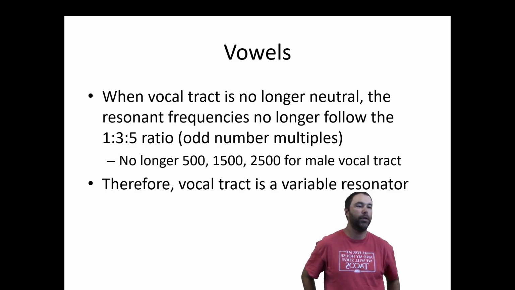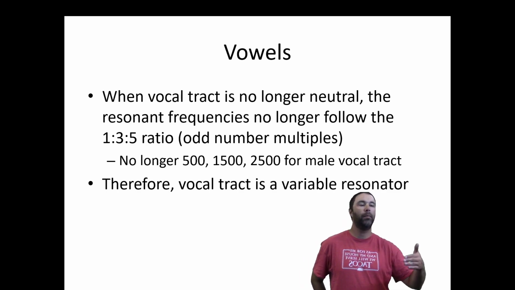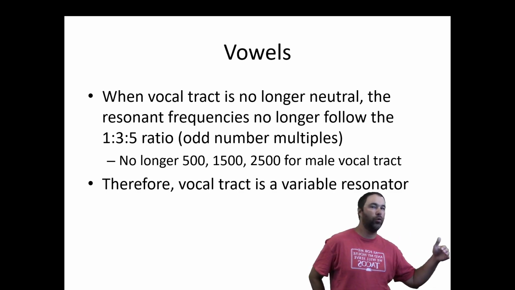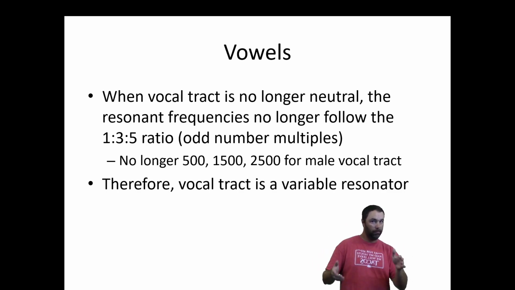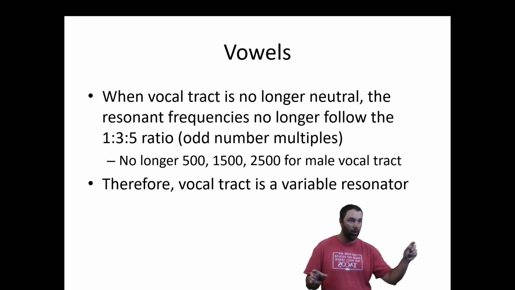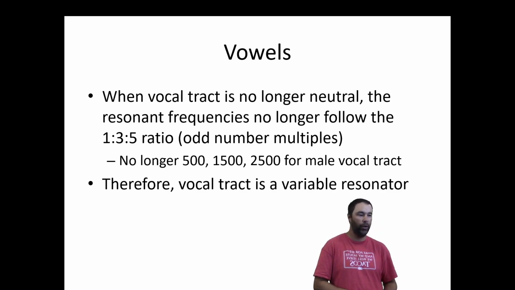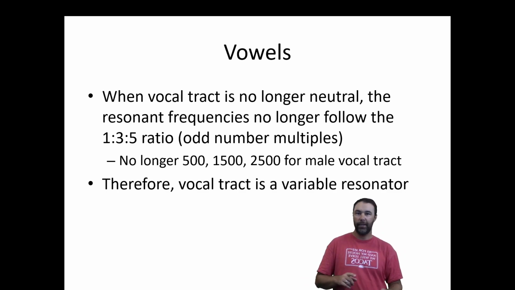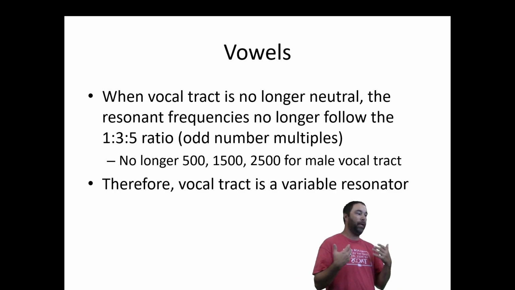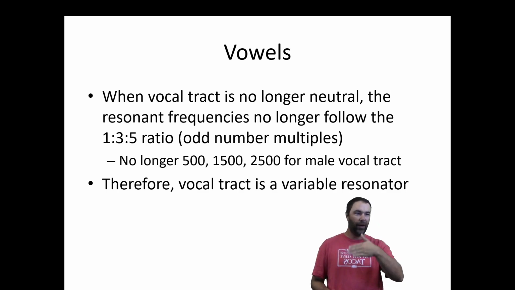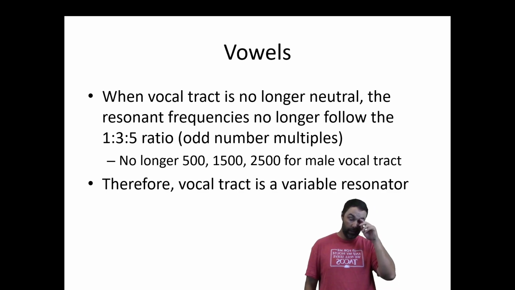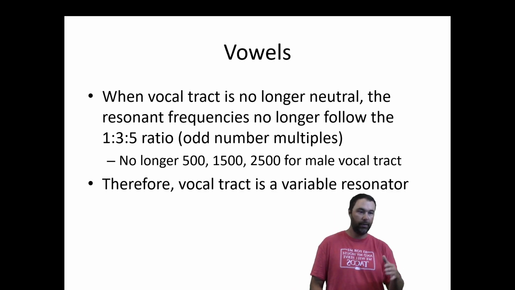So when the vocal tract becomes no longer neutral, we're actually not going to follow that 1:3:5 ratio, that odd number multiple thing. That means we're not going to be resonating 500, 1500, 2500 for the male vocal tract. 500, 1500, 2500 is F1, F2, F3. I'm not saying we're going to lose F1, F2, F3. We're going to maintain F1, F2, F3, but we're not going to have it be 500, 1500, 2500. Those will take on new values. This is part of what makes the vocal tract a variable resistor. We change it and it's going to resonate different things.